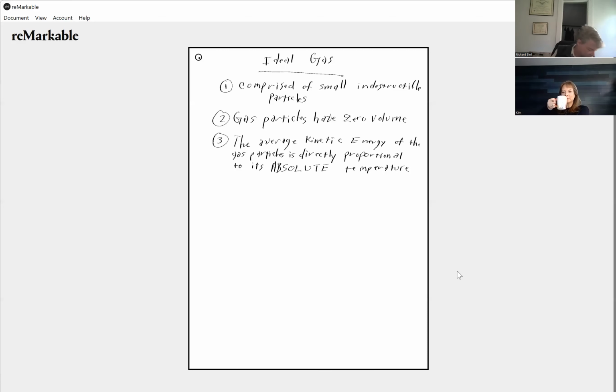So far, number 2 is the only one that is an approximation that is not absolutely true, but is a very good approximation. The third one is absolutely true. The average kinetic energy. Remember, kinetic energy, according to physicists, is 1/2 mass times velocity squared. So we don't talk about velocity so much as we do kinetic energy.